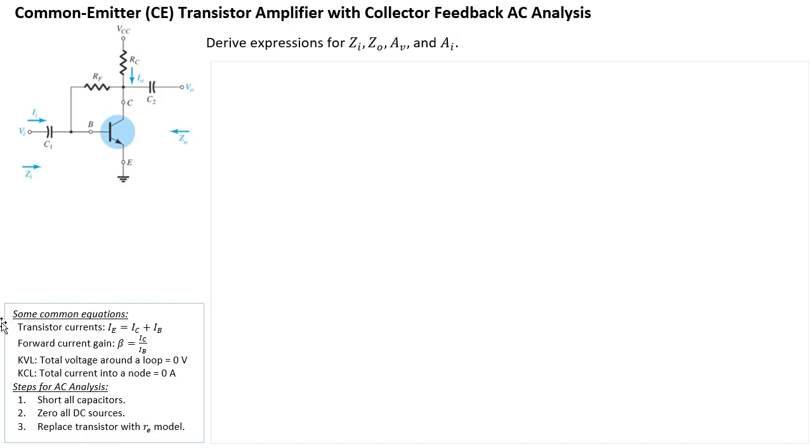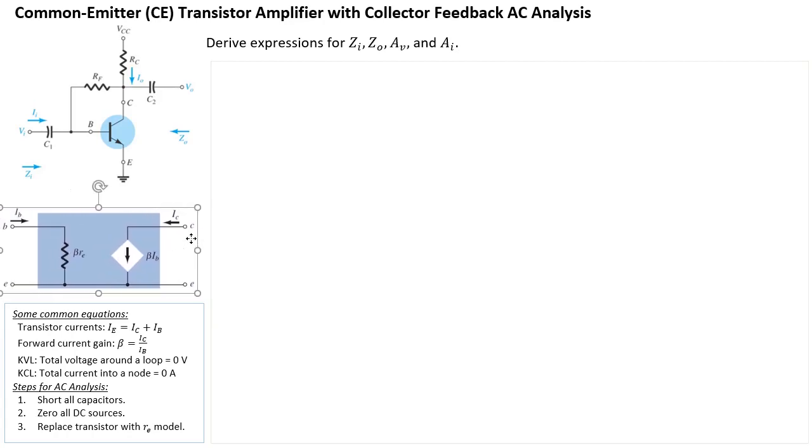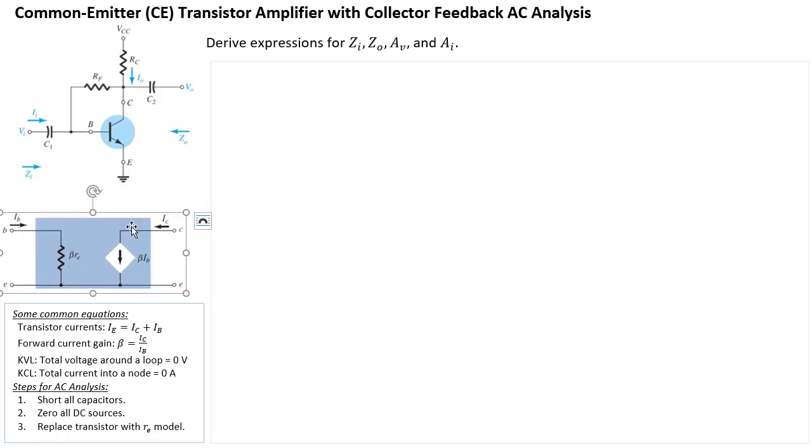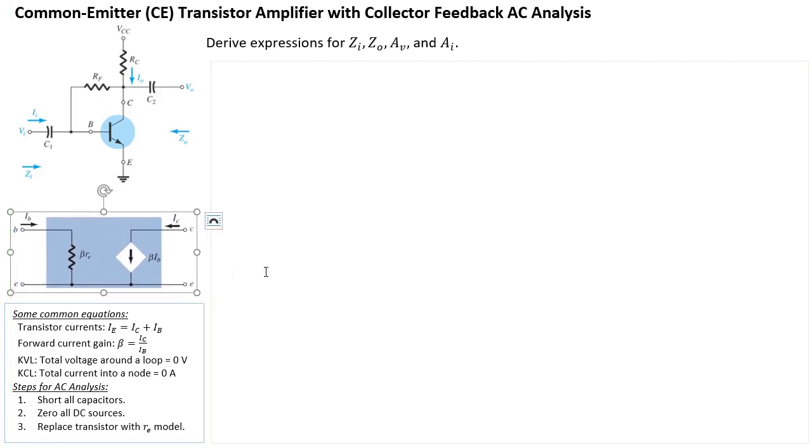Just a reminder, this is the RE model. There's a beta RE between the base and emitter, and there's a beta IB dependent current source between collector and emitter.